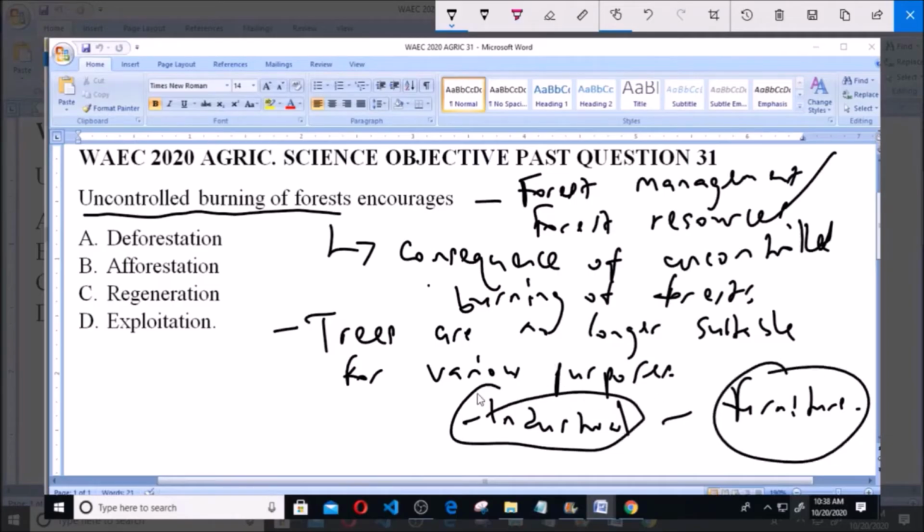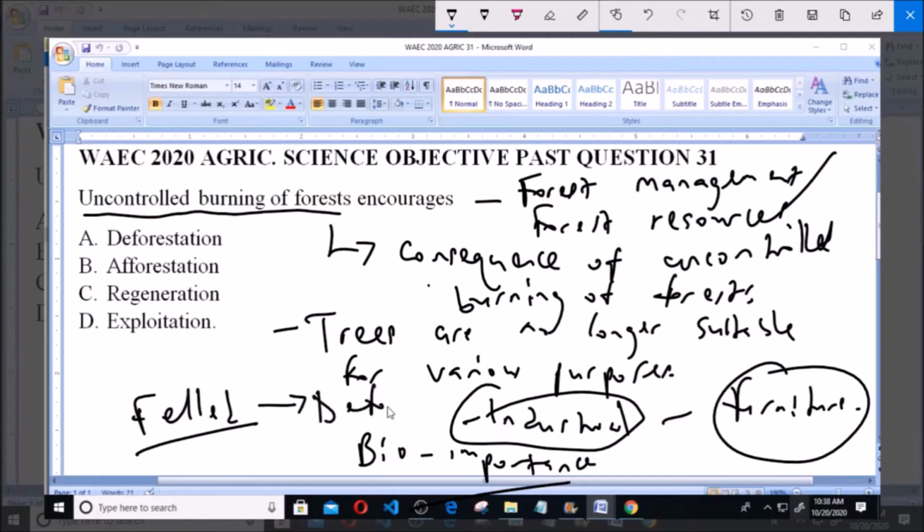Okay, so since they are no longer suitable for that purpose, neither do they add any form of bioimportance. What happens then is that they have to be cut down, or felled, and the felling of trees is basically described as deforestation. Deforestation refers to the felling of trees. So uncontrolled burning of forests encourages deforestation, because the trees will no longer be suitable for whatsoever purpose for which they were set out to be used, so they have to be felled. So option A, deforestation, is the correct answer to this question.